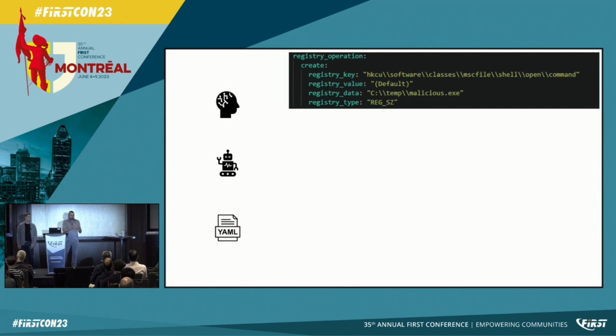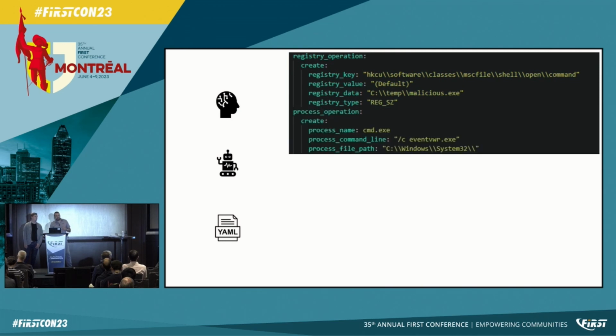So we look at the start of our YAML document here. We've got the registry object, right? We've got our verb create, and we've got our attributes: the key, value, data, and type. So we're going to create a registry key with the open shell command. We're going to put in the default value. We're going to give it the data that points to our binary on disk, and we've got a type. Next, we're going to create a process, right? We're going to start a process. So we do process create, and we list out its attributes to describe that process. So we're starting cmd.exe. It's got a process command line, so we're using an attribute called process command line, saying /c event viewer.